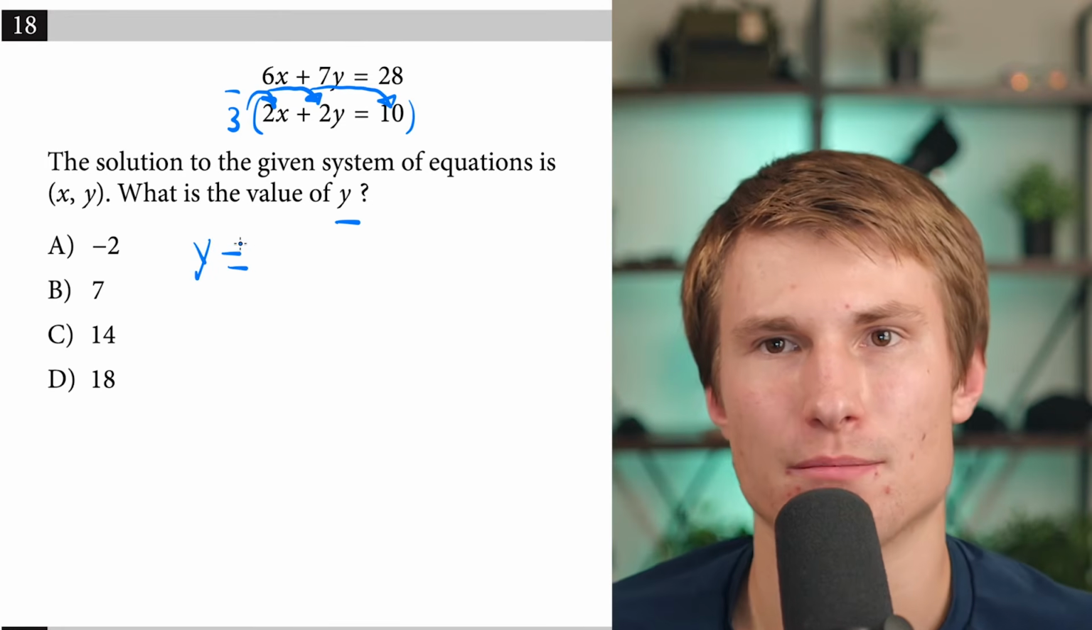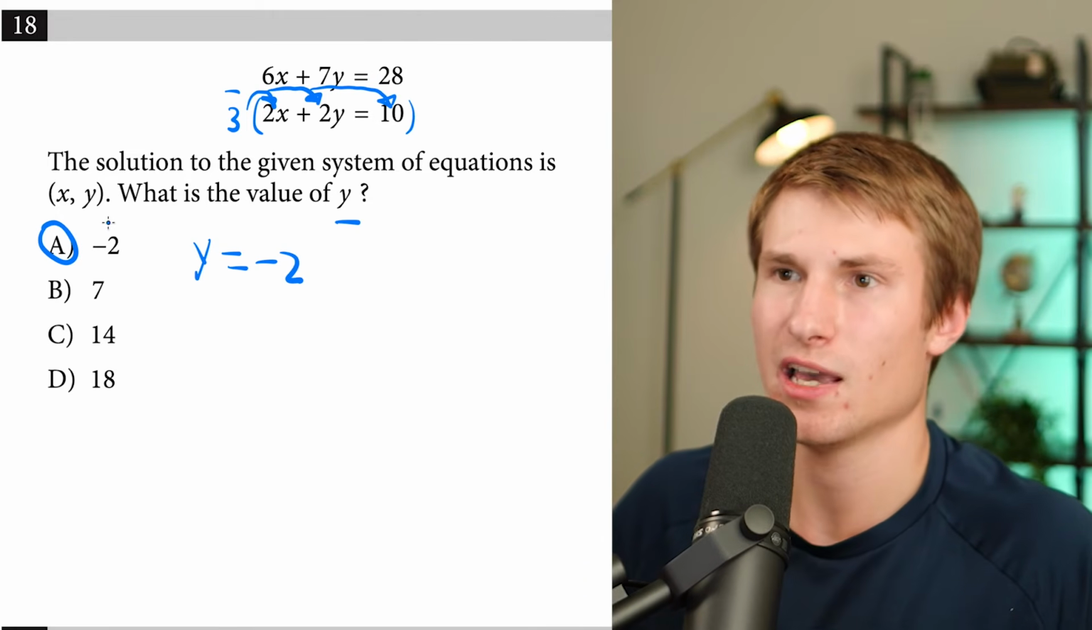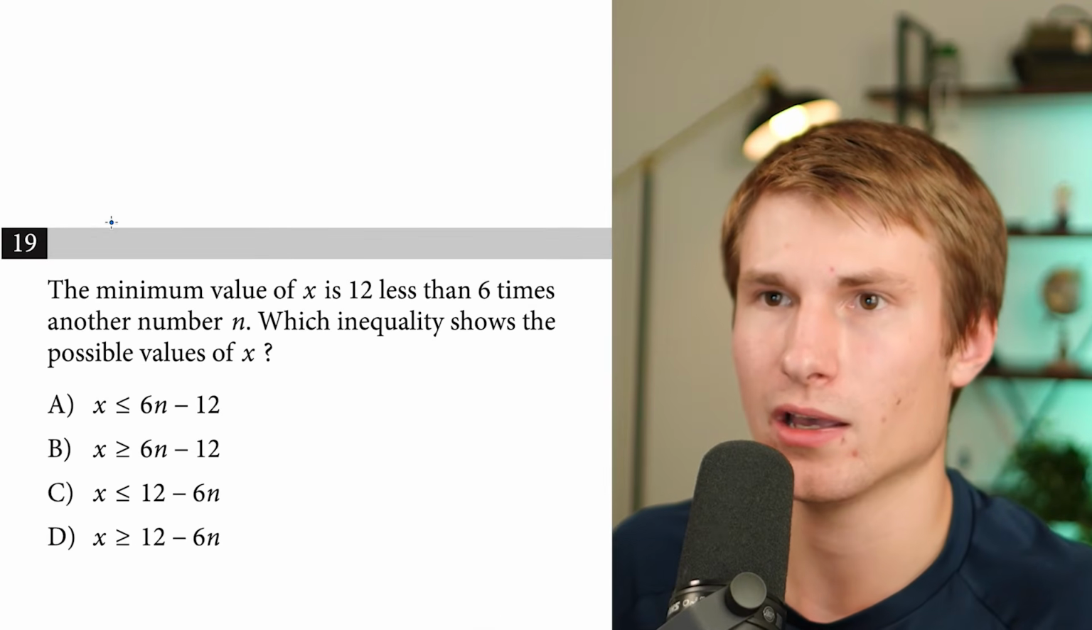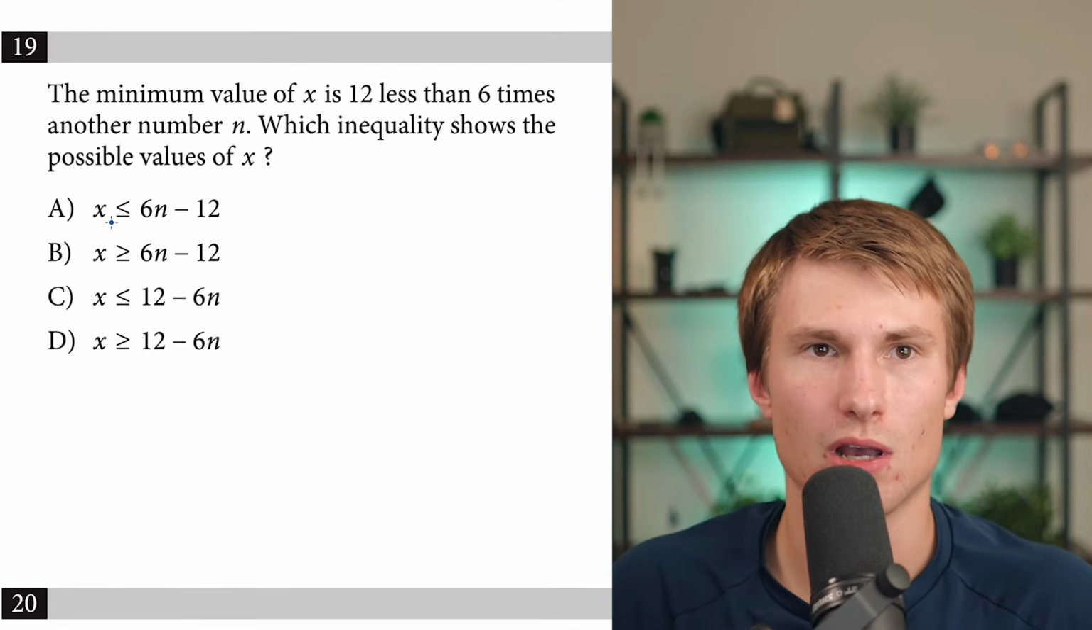Then we'll have 28 minus 30, which will leave us with negative 2, and the value of y will be negative 2. So our answer there is A, and we didn't even have to solve for x. So that's why you need to understand that tip for stacked equations. Extremely useful and will save you a ton of time.